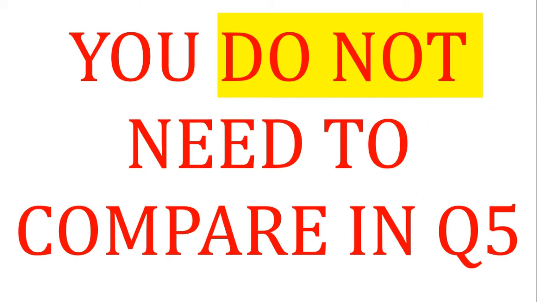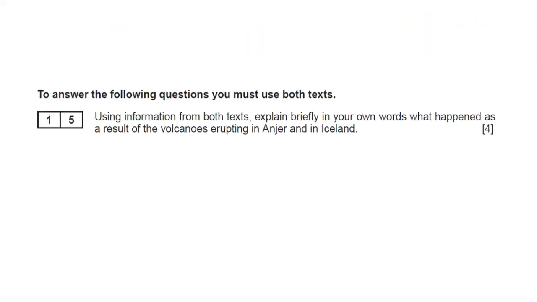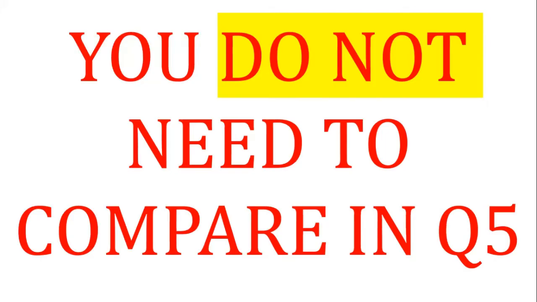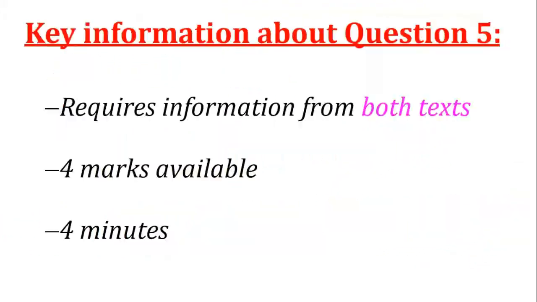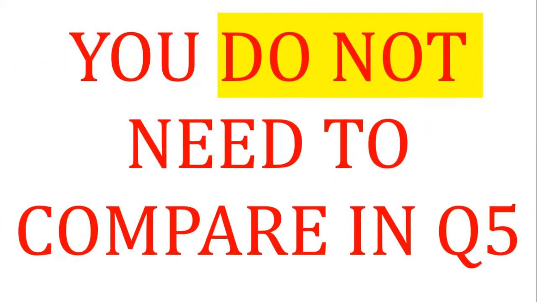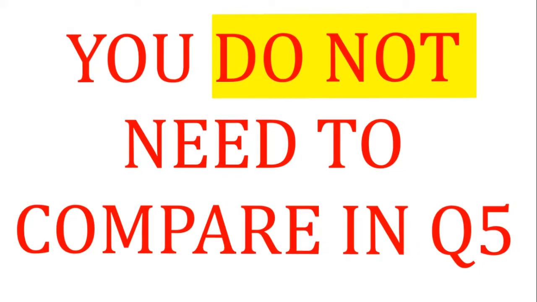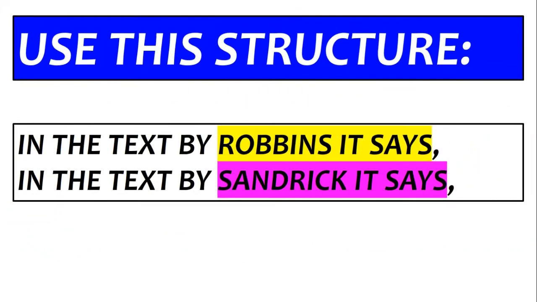You do not need to compare in question 5. In question 6, you do need to compare. But if you look at the question again, it doesn't say compare. It just says gather the information. So this question is actually very similar to questions 1 and 3, where you're just finding the information. You're doing exactly the same, but you're just finding information from both texts this time. So I would use this structure.